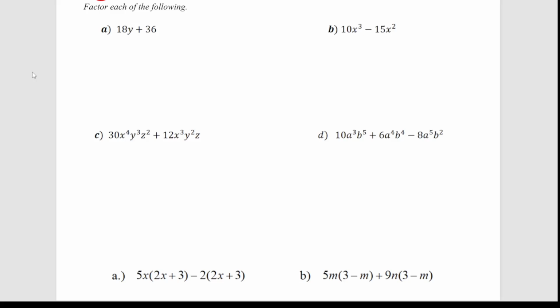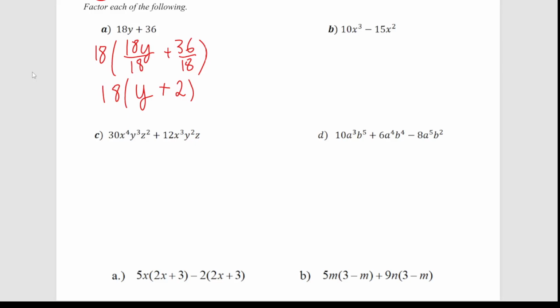So between 18y and 36, 18 goes into both of those, and then what would be left? 18y divided by 18 plus 36 divided by 18. 18y divided by 18 will leave me with a single y. 36 divided by 18 leaves me with 2.